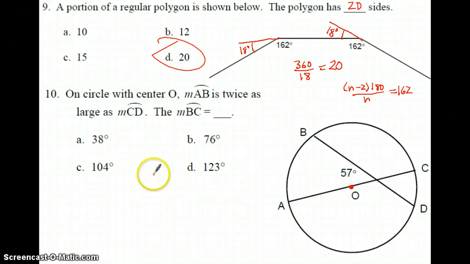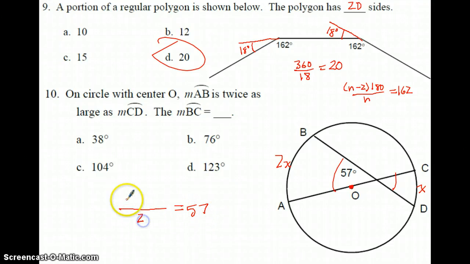Alright, center O, we're supposed to believe that it's on the diameter AC. The AC is the diameter. If AB is double as large as this, well, we can call this 2x and this x. The rule about the 57 in here is that the 57 has to be the average of, or add up and divide by 2, the arc AB plus the arc CD. Great. So I know that 3x has to equal 114. Or in other words, x has to be 38.